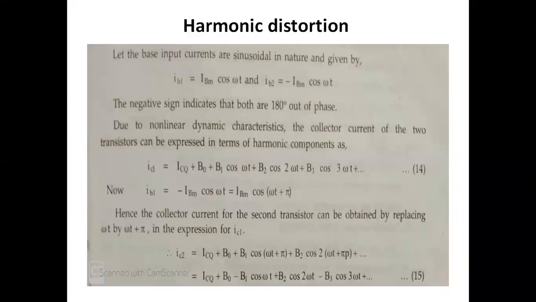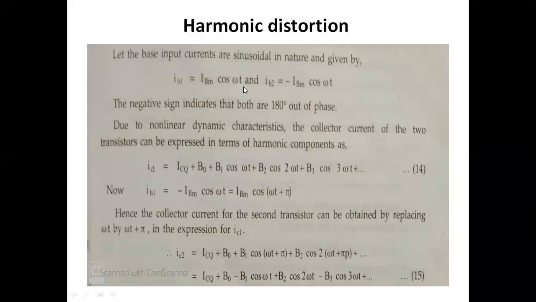In the push-pull amplifier, for the first transistor Q1, if you apply a positive half cycle at the input, then at the base of the first transistor we get the positive half cycle. And at the base of the second transistor, because of the center tapped transformer, the signal is shifted, so it becomes a negative half cycle. We know the operation of push-pull from the previous session. So if you apply a positive half cycle at the input of Q1, the same signal appears, that is IBM cos omega t.